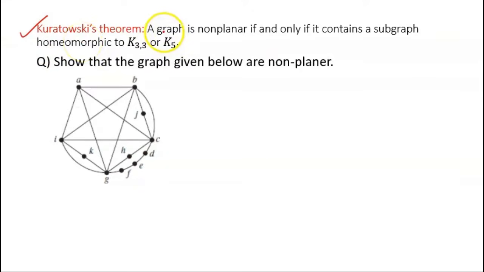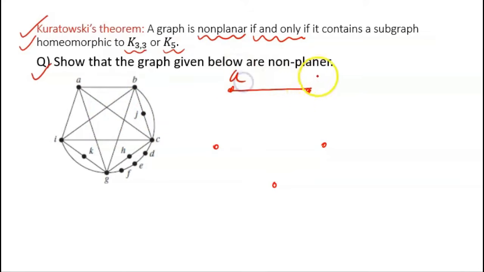And what is the statement? A graph is non-planar if and only if it contains a subgraph which is homeomorphic to K3,3 or K5. It is a very powerful result. A graph is non-planar if and only if it contains a subgraph homeomorphic to K3,3 or K5. To understand this, they have given a small example. We have to show that this graph is non-planar. To show that, I want to show you that there is a subgraph of this graph which is homeomorphic to K5.